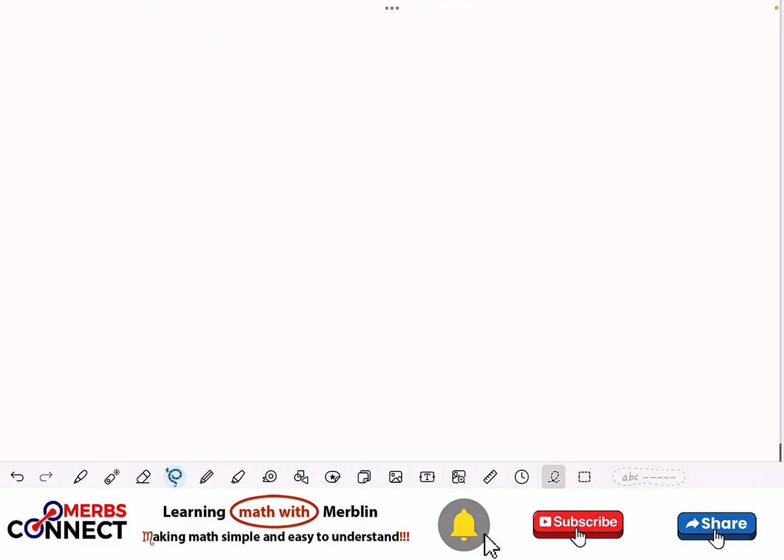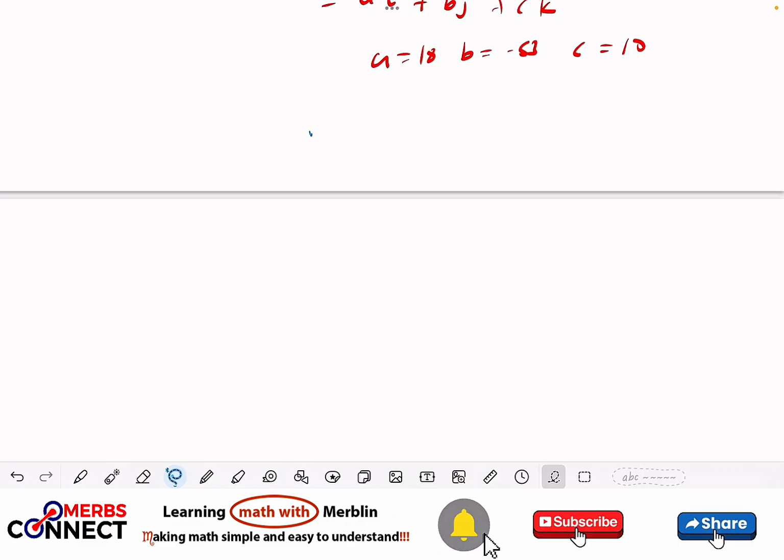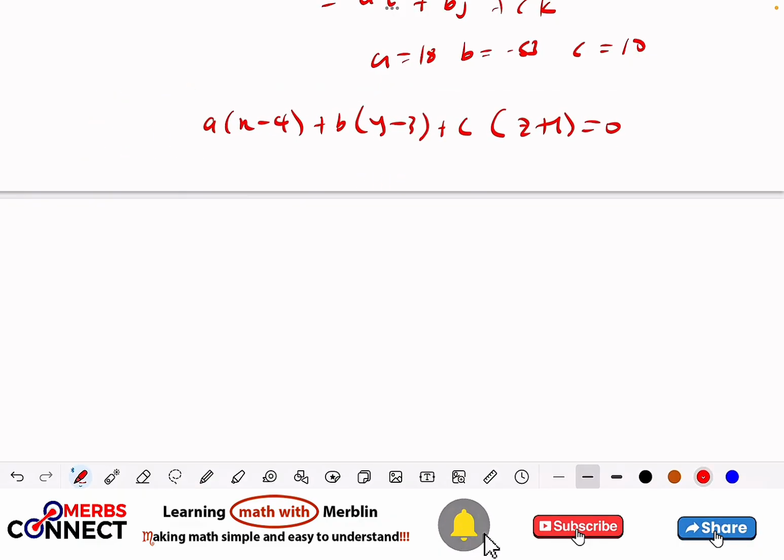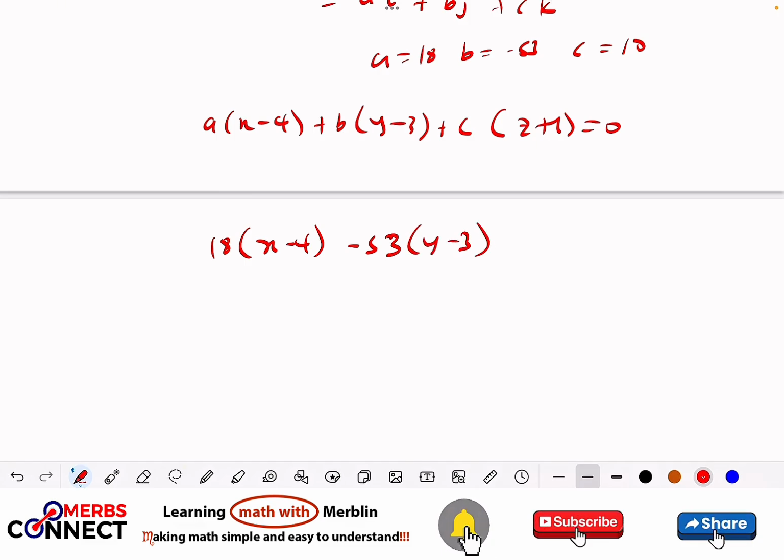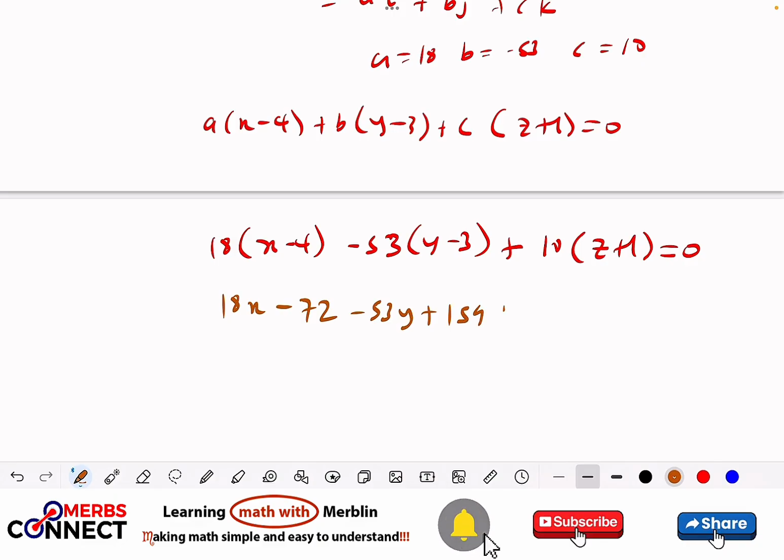So now we have this one to be this. Our A is 18 times x minus 4 plus minus 53 times y minus 3 plus 10 times z plus 1 is equal to 0. So this is going to give us 18x. Imagine when I multiply 18 by 4, I need to get something like minus 72, minus 53 times y. When I multiply this one by this, plus 159 plus 10z plus 10 is equal to 0.